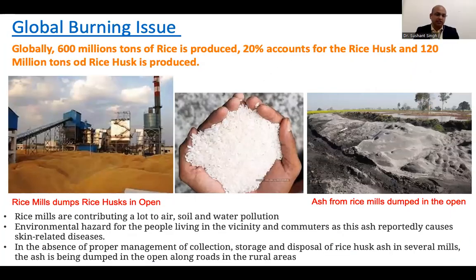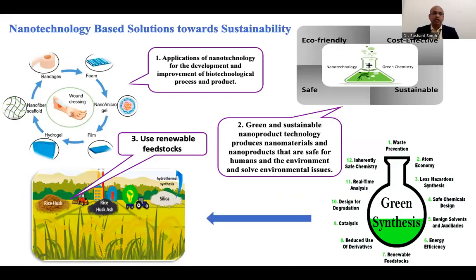Chhattisgarh is the rice capital state, and we have around 3000 rice mills. What we generate from these rice mills is waste and only waste, that is rice husk. We are looking forward to technologies where we can convert this rice husk into a cellulosic mat material. This is what we have been doing using nanotechnology. Using nanotechnology-based solutions and green synthesis processes, we are trying to convert this into an eco-friendly, cost-effective, safe and sustainable material which can be used in biomedical application.